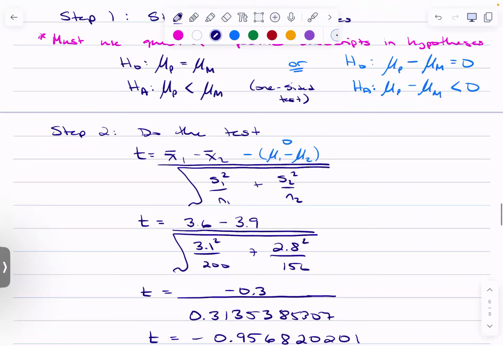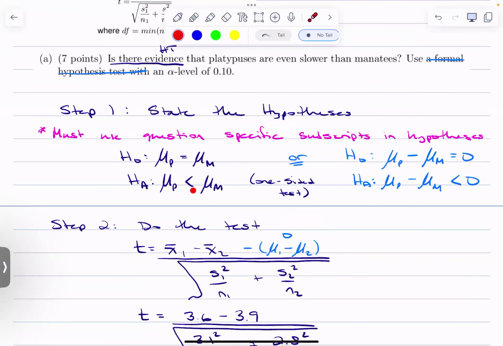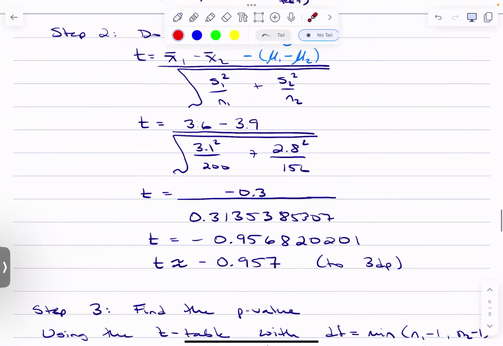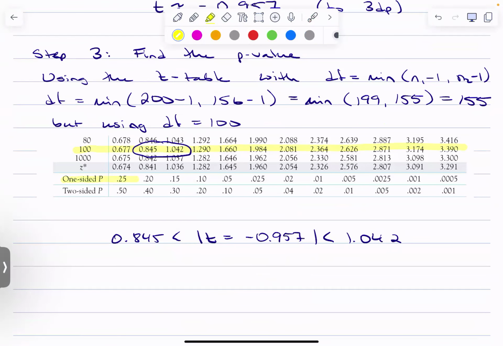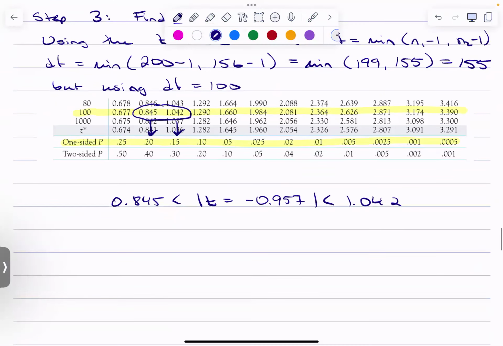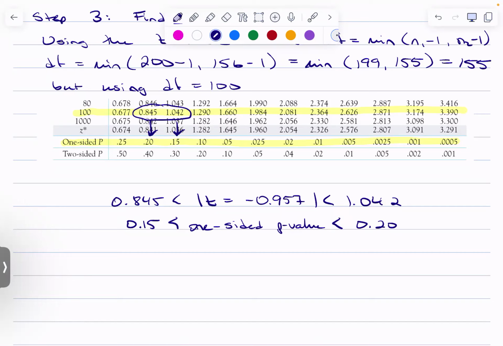Now, we have a one-sided test, right? Because I want to know if it's less than. So I need a one-sided p-value. So my one-sided p-value is between 0.15 and 0.20. Make sure you read those from right to left, right? Or list them from smallest to largest. Just as we suspected, again, right?